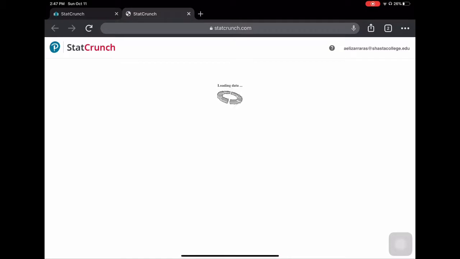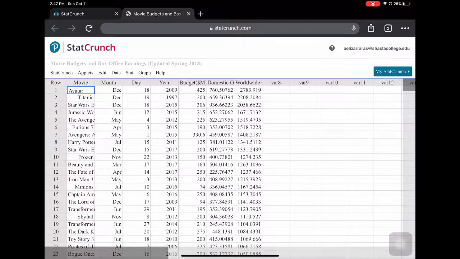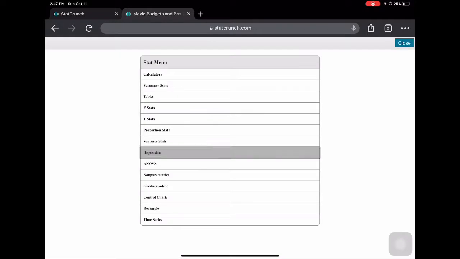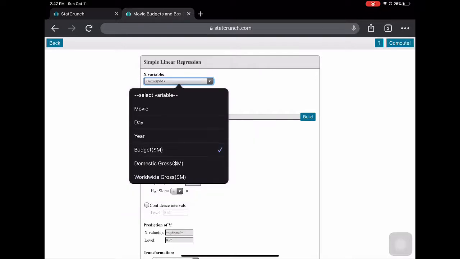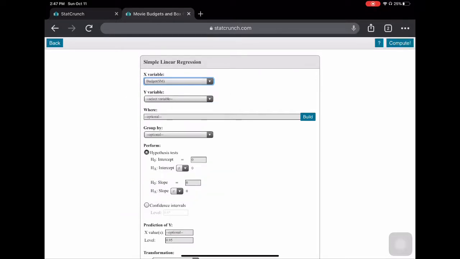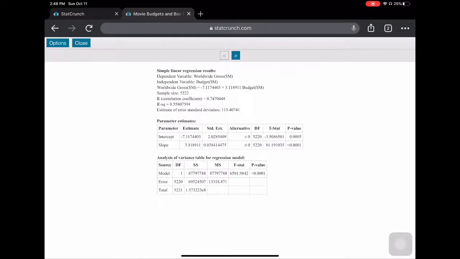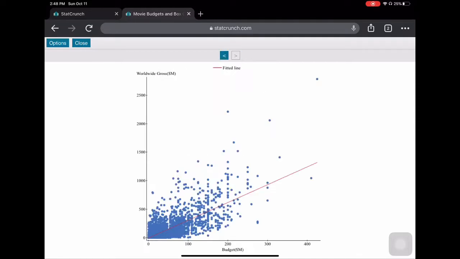And they want us to perform a linear regression analysis. The way that we do this is we click Stat, Regression, Simple Linear, and then we need to tell it what information we're looking for. Now we're investigating the relationship between budget as the explanatory variable, which means X, and then the Y variable is going to be worldwide gross. And then we click Compute. Here is our regression information and our graph with our equation. I'm going to take this back to our notes.